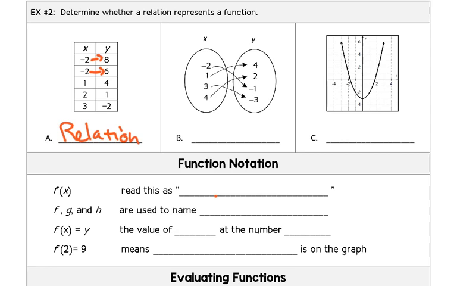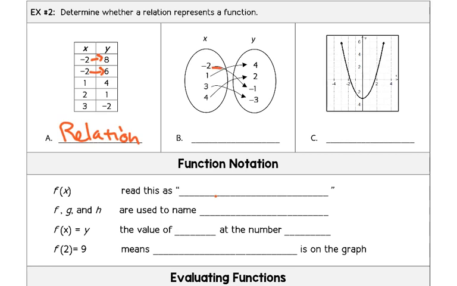Now let's look at letter B. We'll do the same things, except this is basically tabular format, right? Like in letter A, part A, we're going to look at the domain x and the range y, and we're going to say, is there any value of x that maps to more than one value of y? It doesn't look like there is, right?